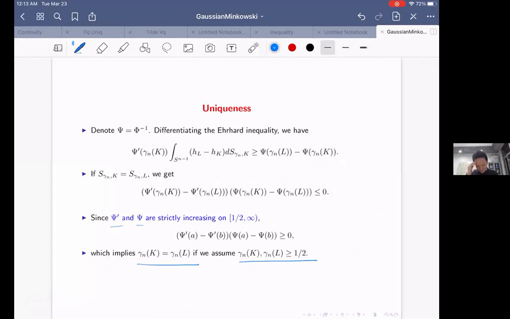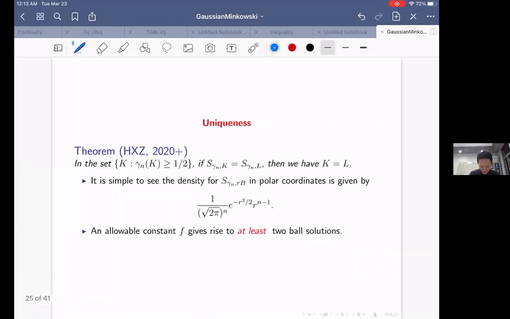Its proof is not hard, but it's very lucky to see this. The starting point is the solution of the Gaussian Brunn-Minkowski inequality conjecture, but we finally didn't use it. It's a very interesting part. Let's summarize the uniqueness here. If K and L are in this set, then the same measure implies the same body. And in general, without this setting, the uniqueness will not be true.